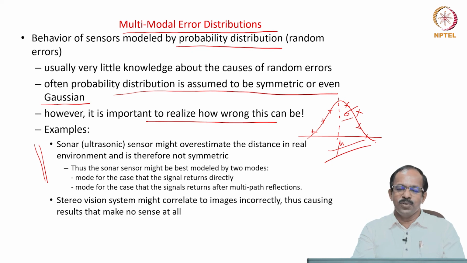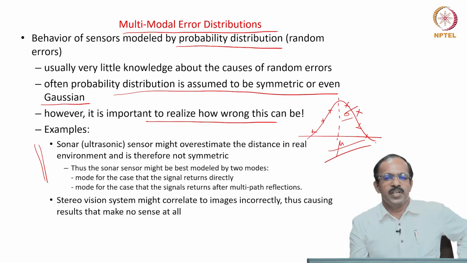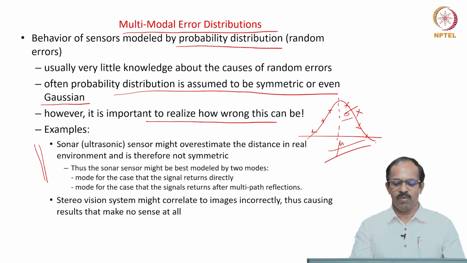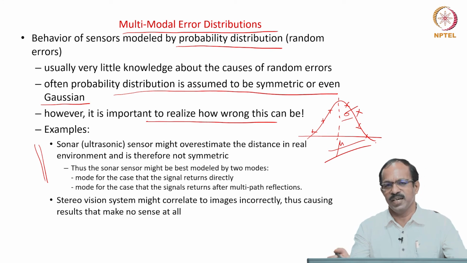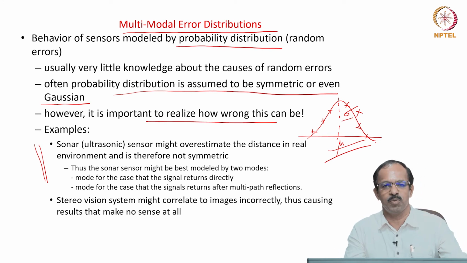So this is where we need to go for multimodal distributions, or we need to go for multi-sensor data fusion in order to overcome such errors in the distribution models.